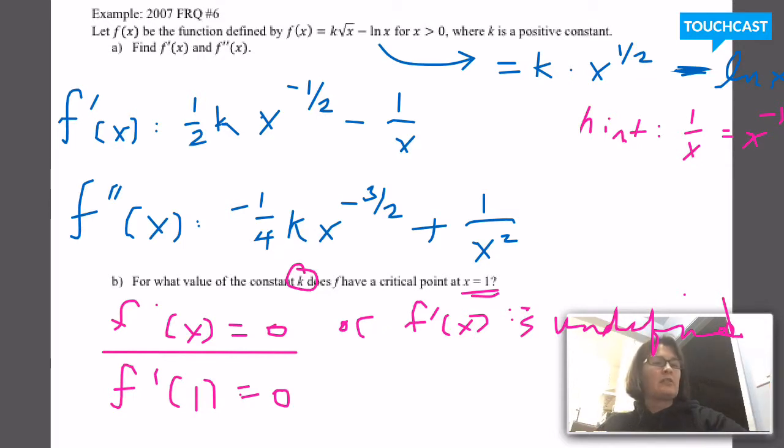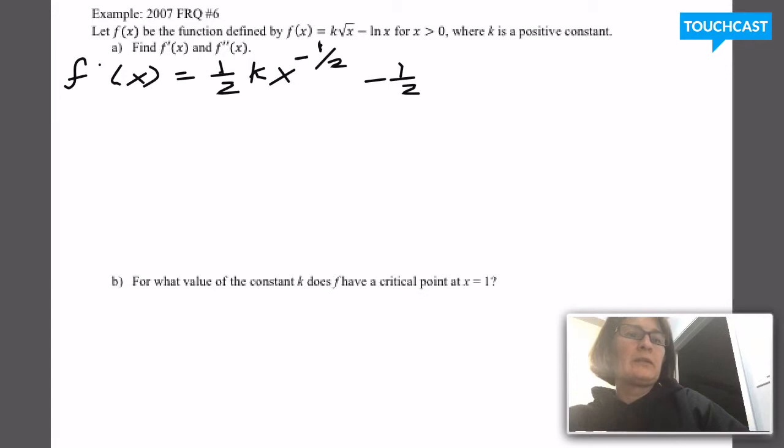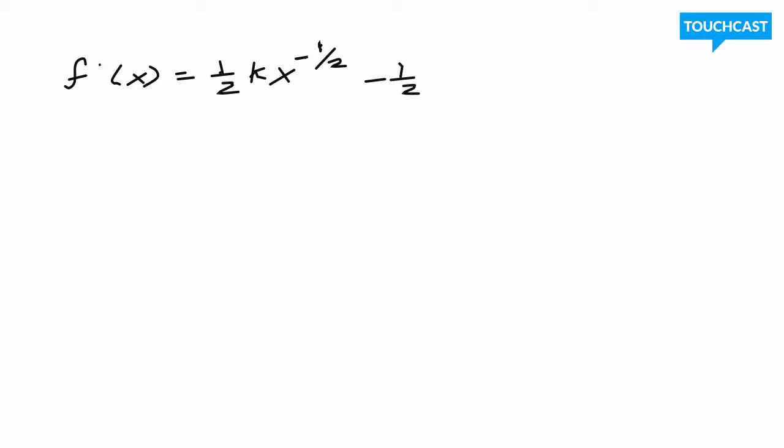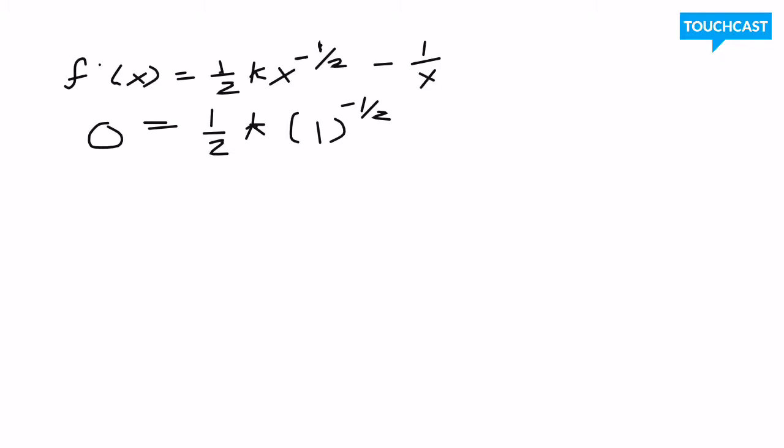So I'm going to clear out the screen and I'm going to solve the equation f prime of 1 equals 0 for the variable k. So here we go. So I know I need to let this first derivative equal 0 when x equals 1. So I'm going to have 1/2 times k times 1 to the negative 1/2. Oops, I copied this wrong. Let's fix this. This is supposed to be minus 1 over x. There we go. Minus 1 over, and I know I could plug in 1 for x.